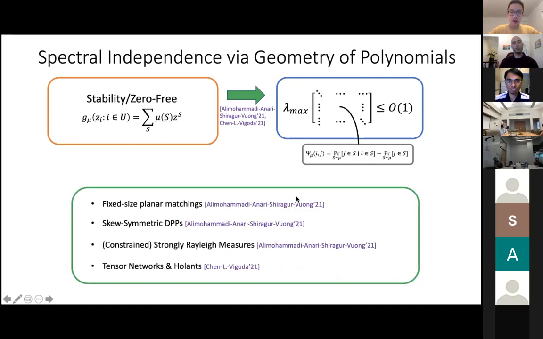Okay, so just to summarize, if you have a nice zero-free region, which is an analytic property of your distribution mu, or an analytic property of the generating polynomial of your distribution mu, then you can get a bound on the spectral independence and hence fast mixing of a simple Markov chain. And this has had some applications, and I expect this to have more applications in the future as well.